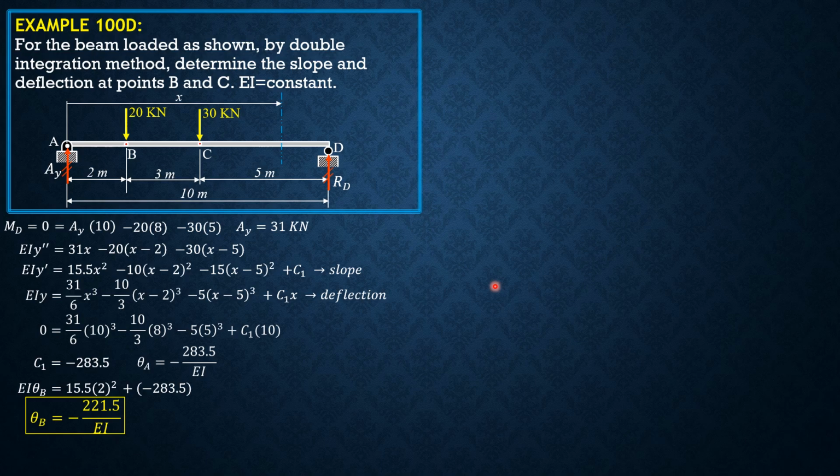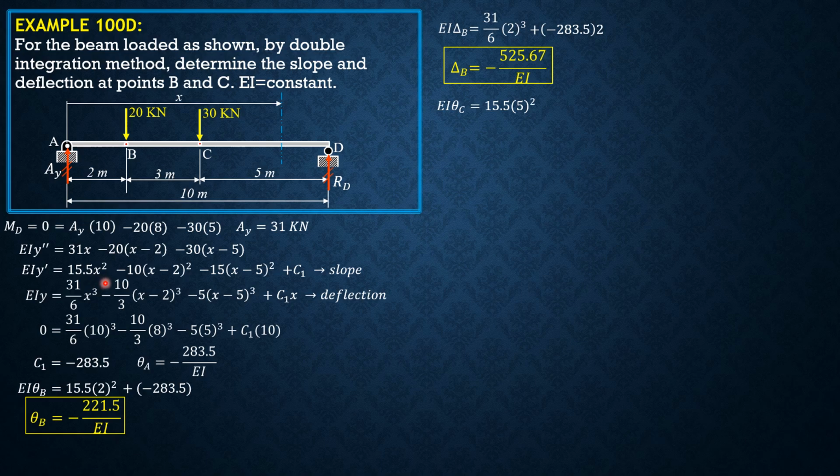Then x is 2 for the deflection. So EI delta B equals 31 over 6 times 2 cubed in this equation here. Second term is 0. Third term, the quantity inside the parenthesis is negative, so we just ignore that. Then plus negative 283.5 times 2. So delta B is equal to negative 525.67 over EI.